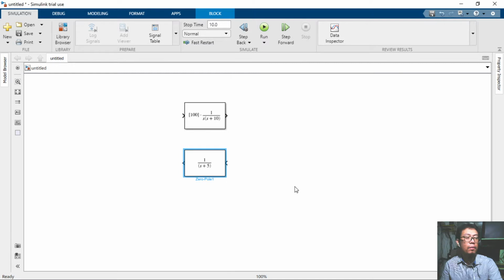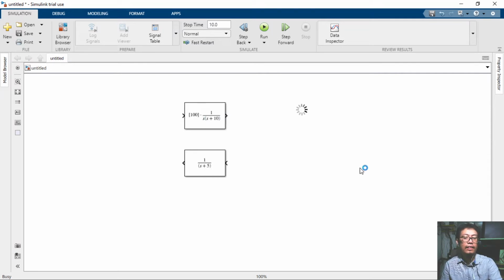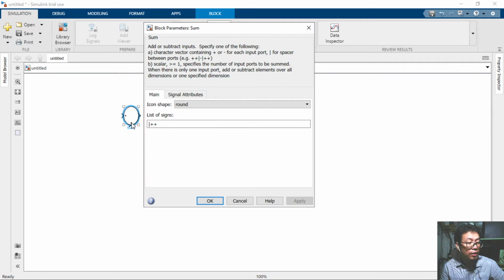So, okay. Now, next, let us put in a summing junction. So, again, click kayo sa white field. Search natin yung sum. Okay. So, ito yun. Kailangan natin. Okay. So, ito siya. Medyo palakihin natin ng konti. So, ayan. Okay. Then, double-click natin siya kasi gusto natin palitan na yung signal nyo dito is negative. Kasi currently, naka-positive siya.